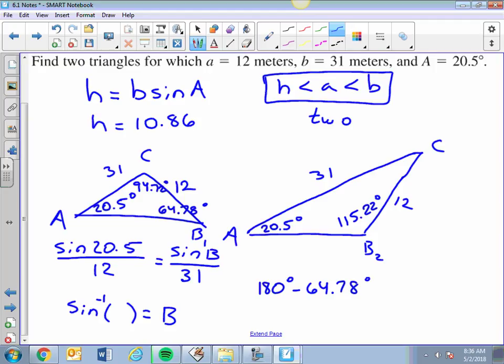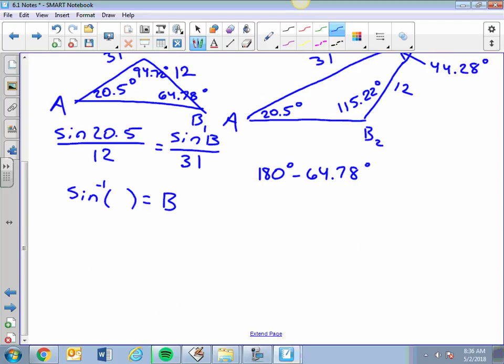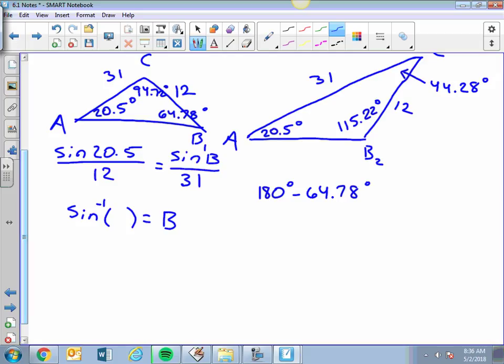All right. I'm going to take 180 minus my second answer again. Looks like I would get 44.28 degrees. Okay. And then finally, if you want to find out what side C is, we can do that. All right. So I'm going to extend my page here. I'm going to go ahead and set this up.